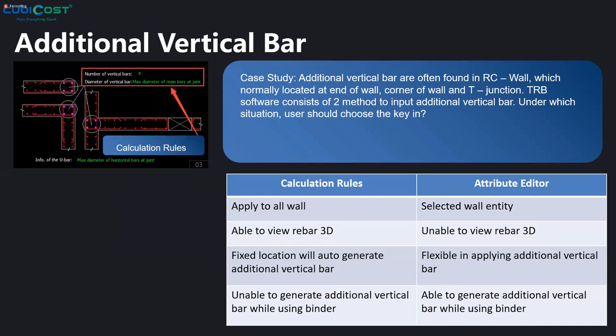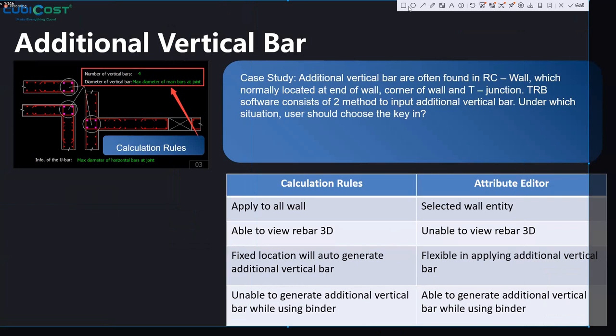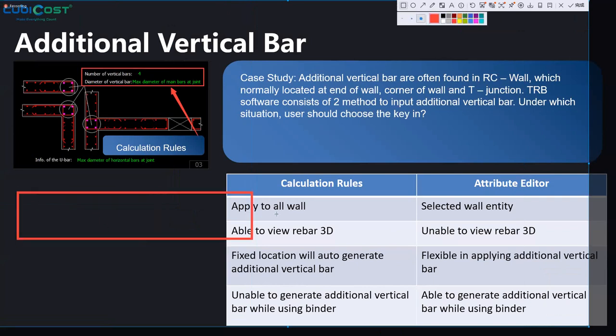So in terms of that, you automatically apply to these three particular designs. So when do you need to use this attribute editor? It is where you have a scenario where you have a single wall, but your additional vertical bar is different here, here, here, here. You want to have flexibility. Then that's the case where you require the attribute editor.